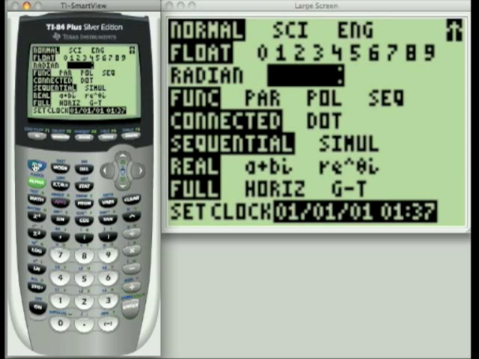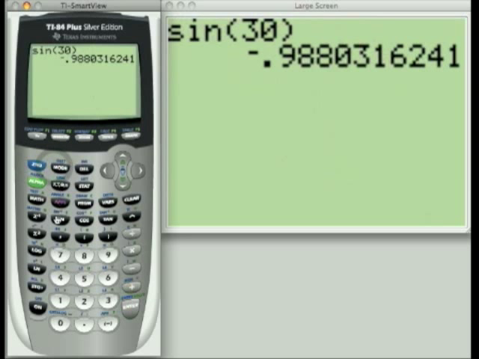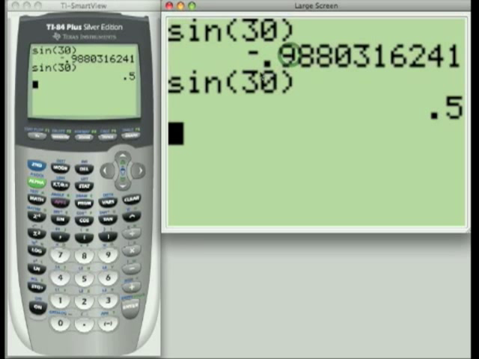If I go back to my home screen and enter in the sine of 30, this is now going to read sine of 30 degrees. And when I hit enter, it yields that value right there. Notice how the values are different. The sine of 30 radians came out to be this value, and the sine of 30 degrees came out to be this value. So it is important to know which mode you're in. And typically, what mode you're in really depends on the problem.